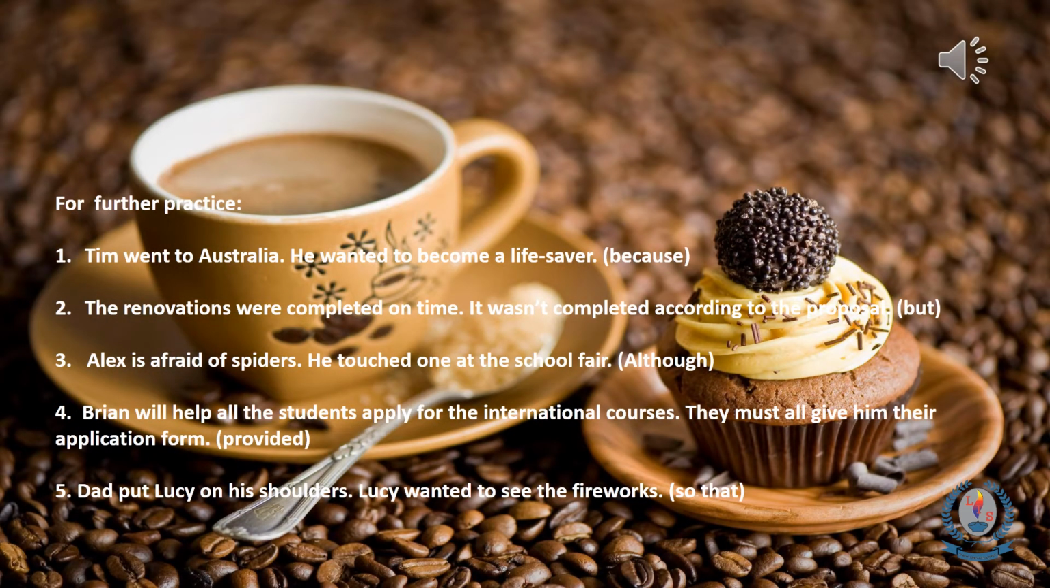I believe that with the previous experience in dealing with exercises, now you can confidently deal with this further practice. In this exercise, we've been given subordinators. They are supposed to join the sentences, the subordinate clause with the main clause, with the subordinators given in the brackets. Look carefully. Tim went to Australia.